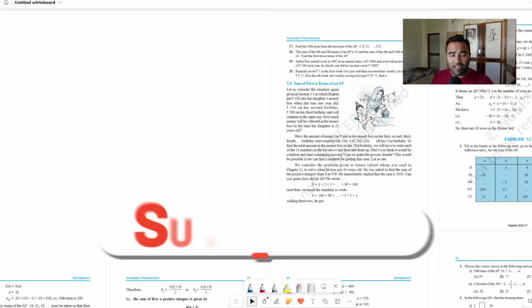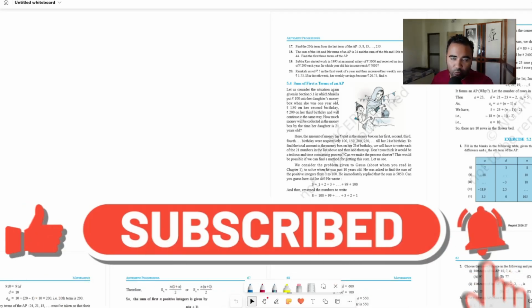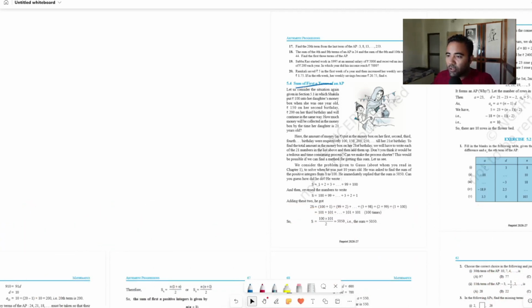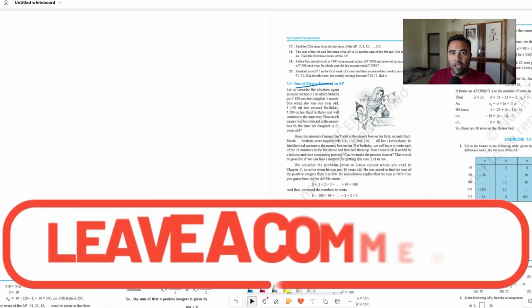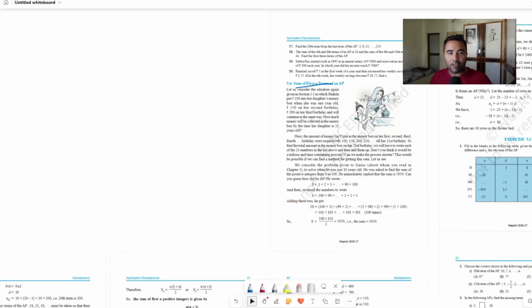I think this is the last exercise in this chapter of arithmetic progressions. So we'll get straight into it. Today we are going to discuss the sum of first n terms, meaning up until now we have been discussing the number itself and the position of that number in the arithmetic progression. Now the question being asked will be, what is the sum of the AP?